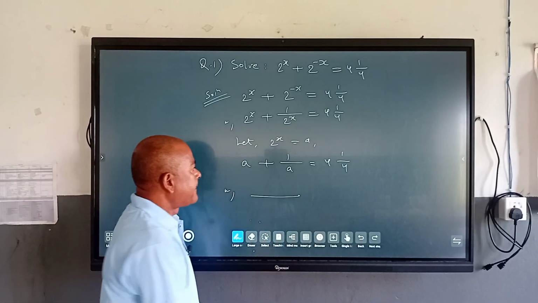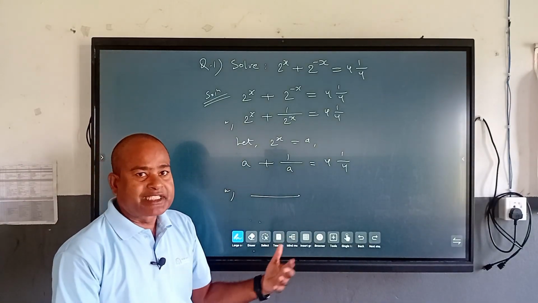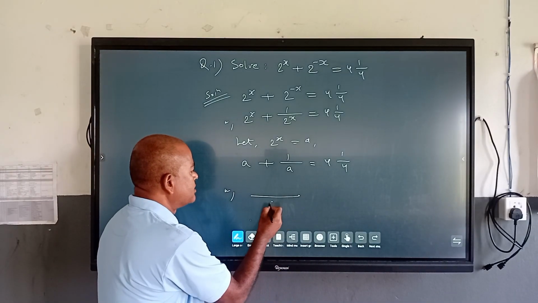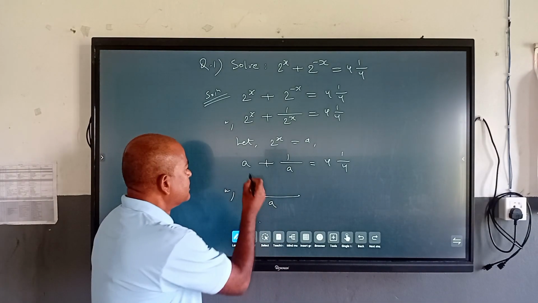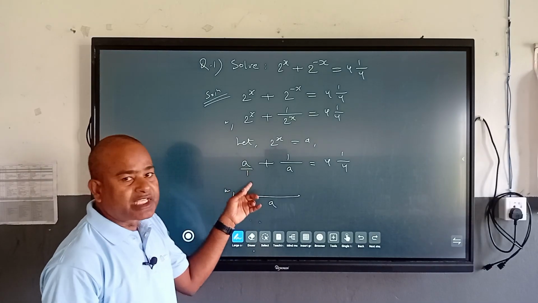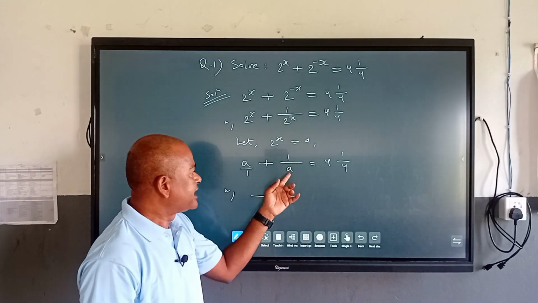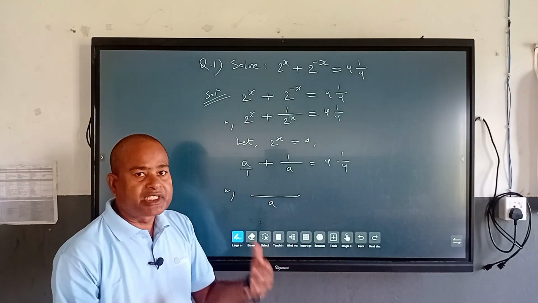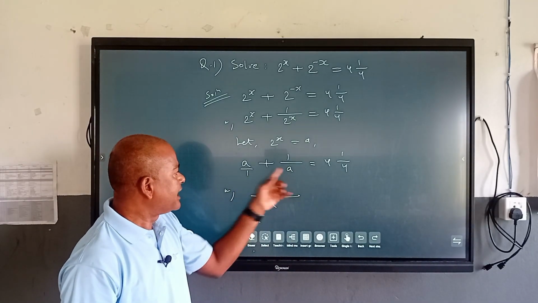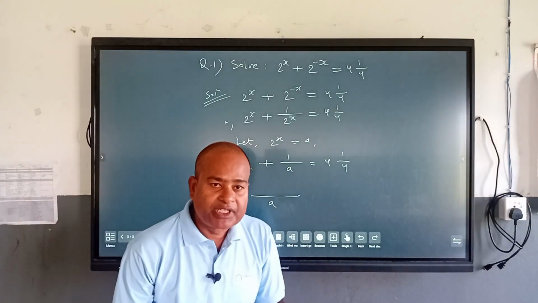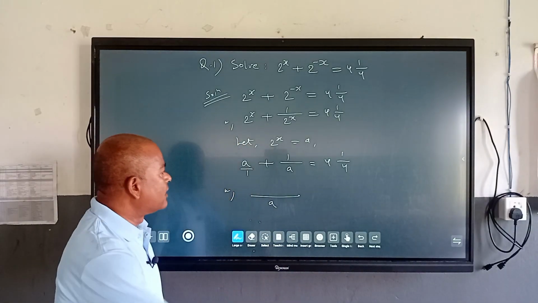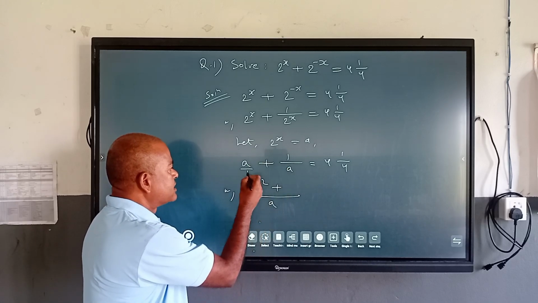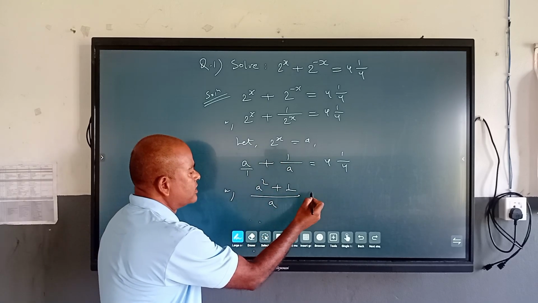Dear students, let us take the LCM of the first term and the second term. The denominator of the first term we can suppose as 1, and the denominator of the second term is a. So if we take the LCM of a and 1, the LCM will be a. Now a times a we get a square, plus 1 times 1 we get 1.